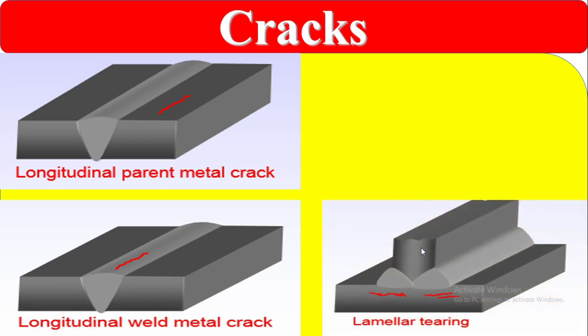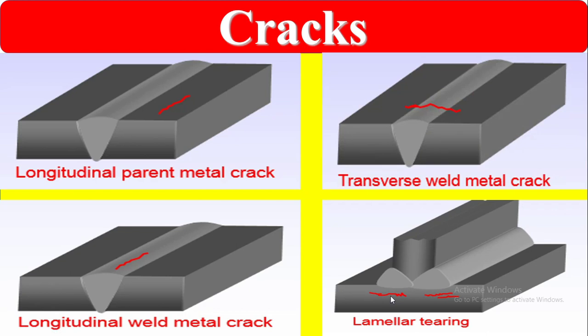Now you can see lamellar tearing. I already said that it always happens in the T joint. You can see lamellar tearing happening in the T joint, the heat affected area, beyond the fusion boundary. And this is the transverse weld metal crack, perpendicular to the weld joint. All these weld metal cracks you may not see visually, but definitely they can appear in the radiography image. But for these four cracks, you have to understand how they happen and how they are generated.